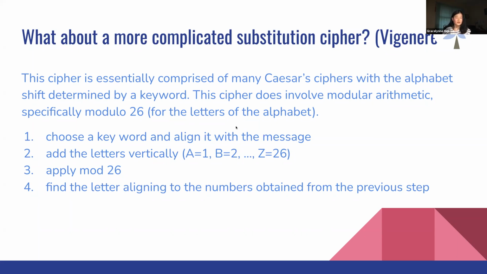Then you would add the letters vertically, assuming that A equals 1, B equals 2, and etc. until Z equals 26. And then you apply mod 26 to the sum of the letters from the keyword and the message, and then find the letter aligning to the numbers mod 26 obtained from the previous step. So again, I felt that this one called for more of an in-detail example.